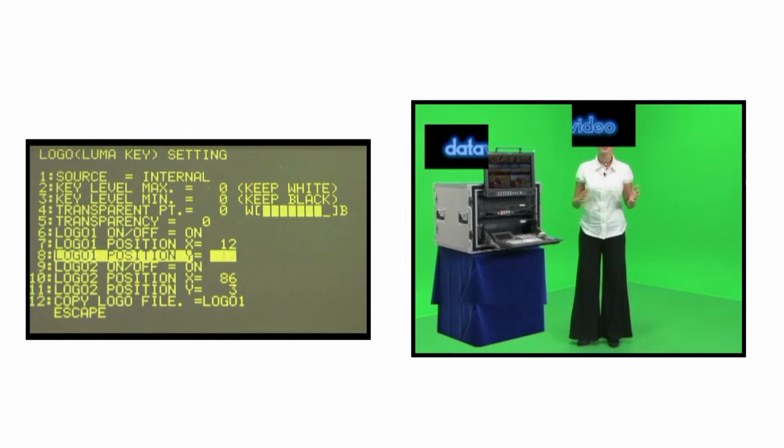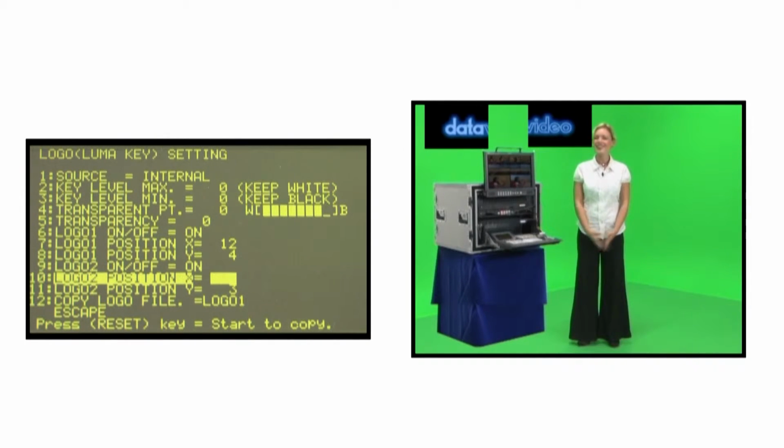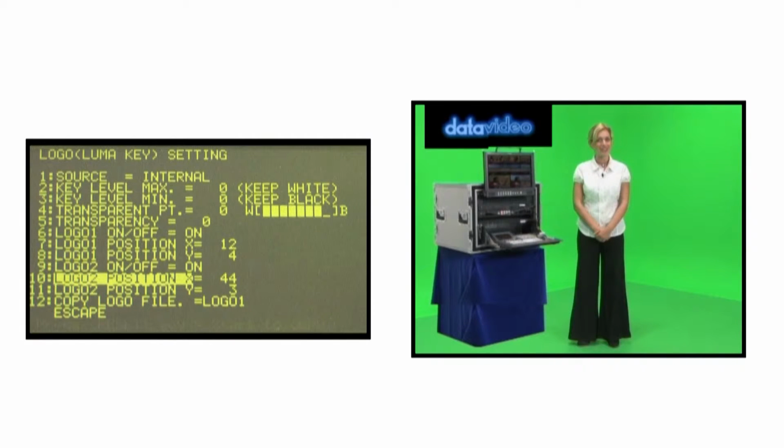2. Move the cursor to Logo 1 Position Y item and adjust the setup of Logo 1 between 1 to 97. 1 being the topmost, 97 being the bottommost. Here, we will set it as 4. 3. Adjust the position of Logo 2 Position X item. The configuration setup of Logo 2 can be adjusted between 1 to 147. Here we will set it as 44.